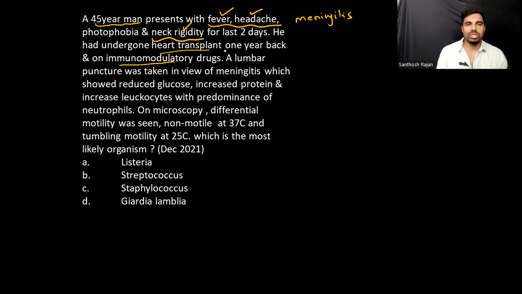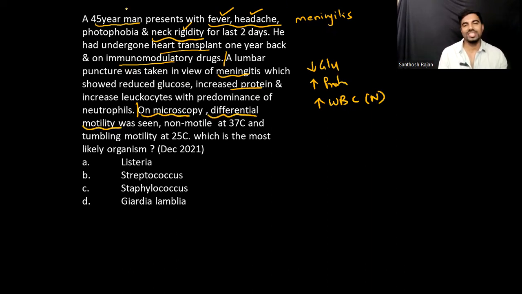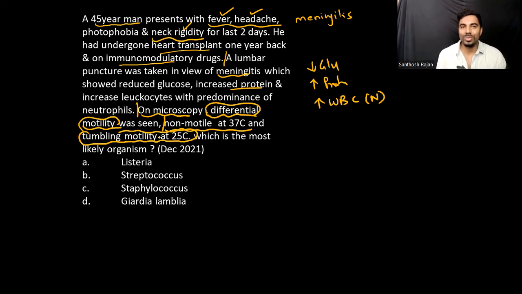A lumbar puncture was done, so CSF was taken. In view of meningitis, it showed glucose was low, protein was high, and WBCs were high, with a predominance of neutrophils. Then they did a microscopy of the CSF and found differential motility. That is the most important thing for us. Non-motile at 37 degrees, and at 25 degrees it is motile, but that motility is tumbling motility, tumbling just like alcoholic persons dancing.